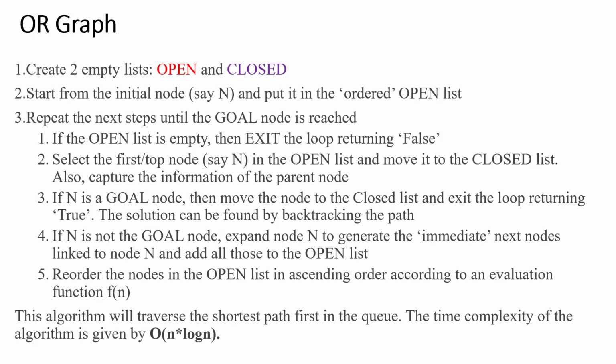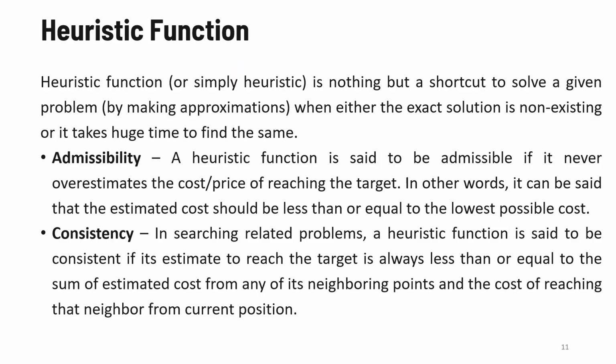So next will be the heuristic function. We already saw BFS and OR graph, and now we are going to see the heuristic function. The heuristic function, which can be represented in the short form h of n, is a technique used in artificial intelligence.